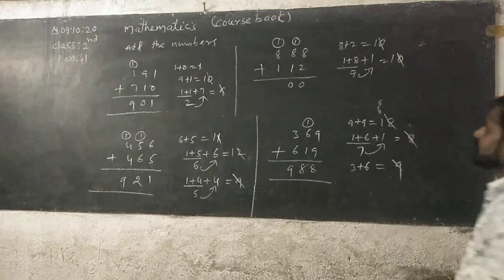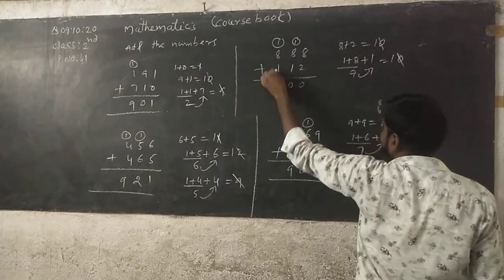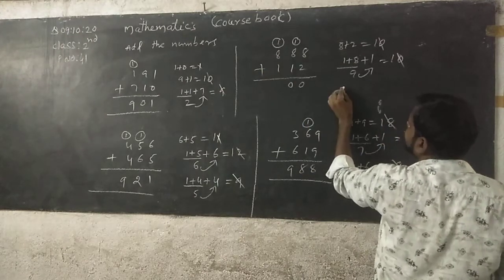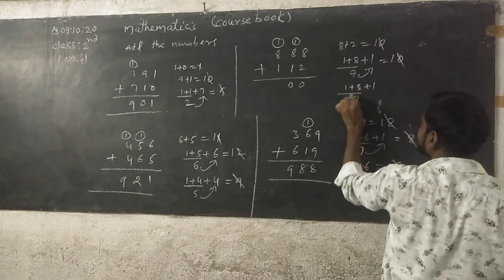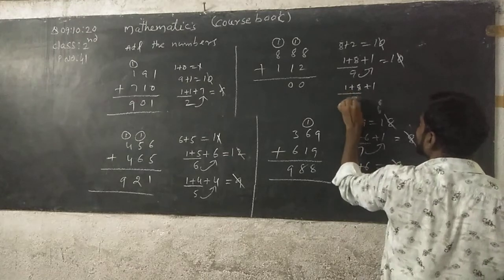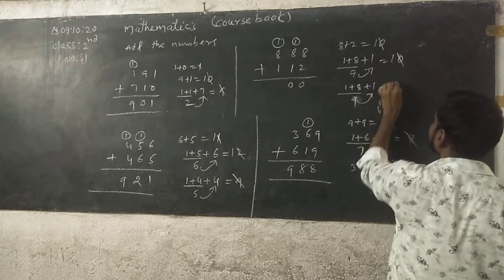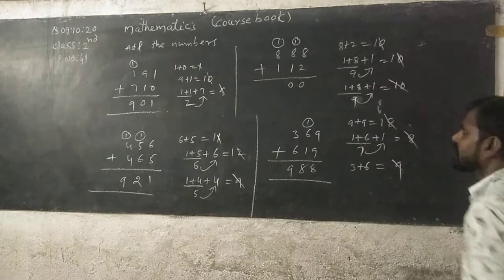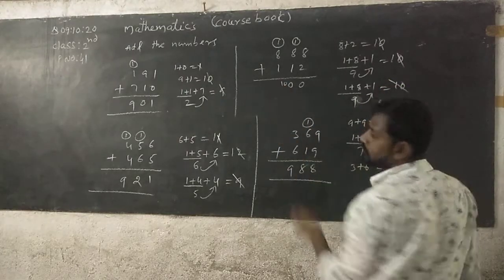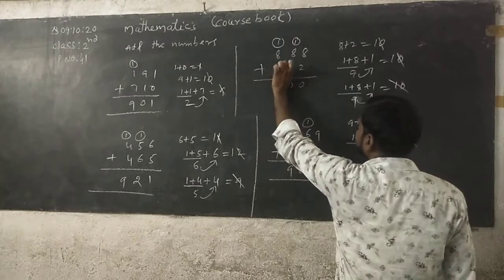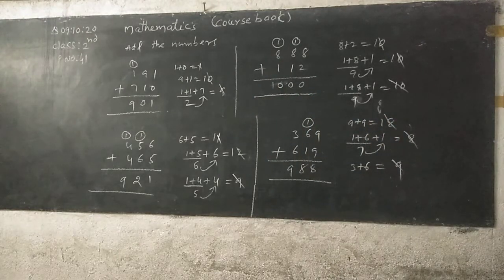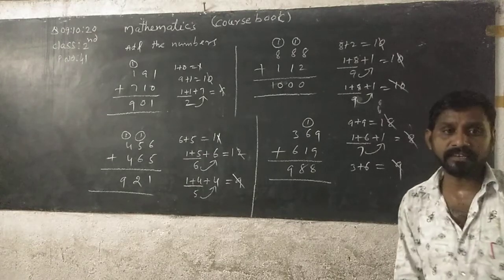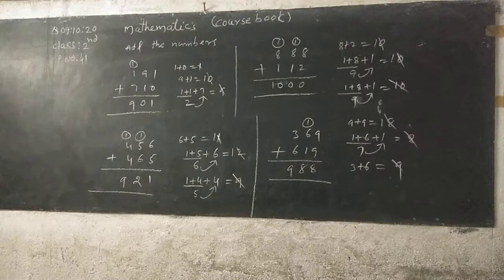Now next 1 plus 8 plus 1. 1 plus 8, 9. 9 plus 1, 10. You can write total number. How you can write this? You can write this like one. That is sum is equals to 1000.